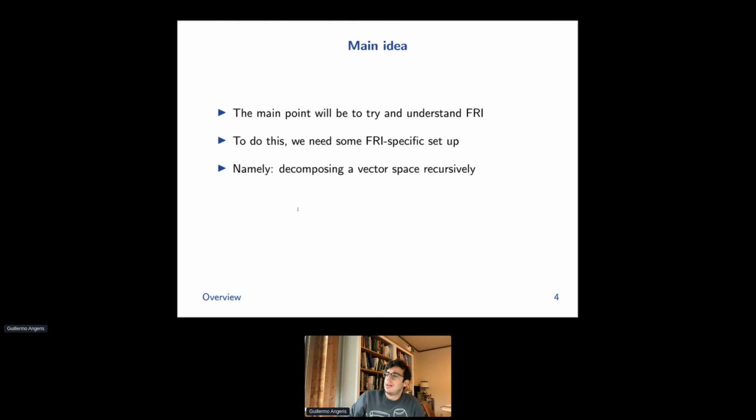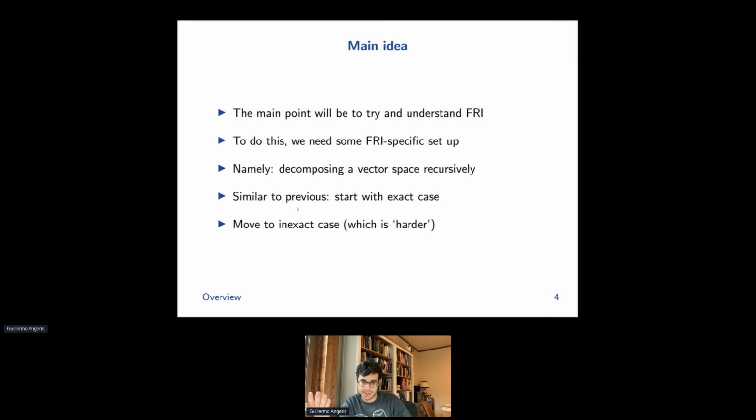Okay. So much in the similar way of the structure of the previous session, we start with the exact case and then move to the inexact case. We're going to do the same thing here. So we're going to start with some notion of a protocol that looks like this in the exact case. And then we're going to relax it to the case where we don't care about something being exactly in a vector space, but we only care about being close to a certain vector space.